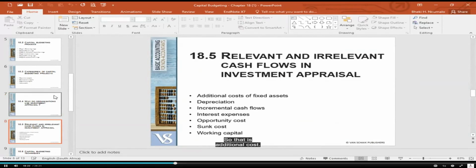The total cost of fixed assets includes any transportation and installation costs, as these are substantial costs incurred by the organization when fixed assets are acquired. So in other words, these are items that should be considered. So we should check whether it's relevant or irrelevant when it comes to cash flows in business. Then the next one is your depreciation, which is your imputed expense. In other words, this one is a non-cash item.